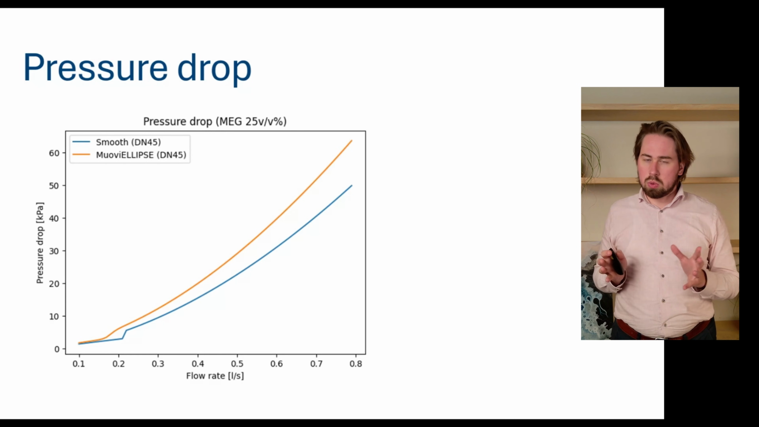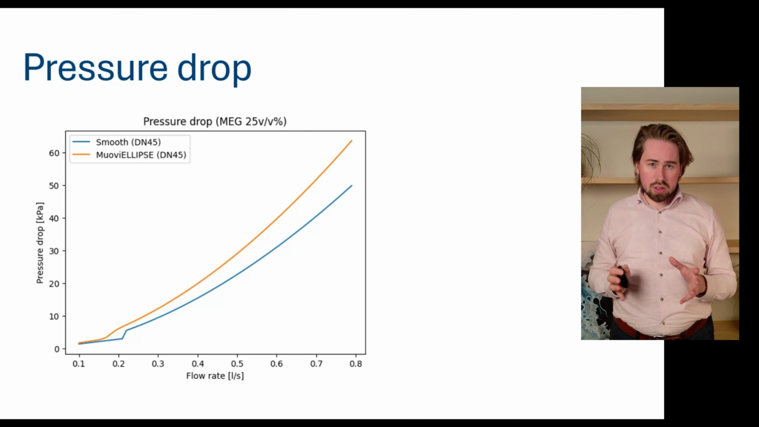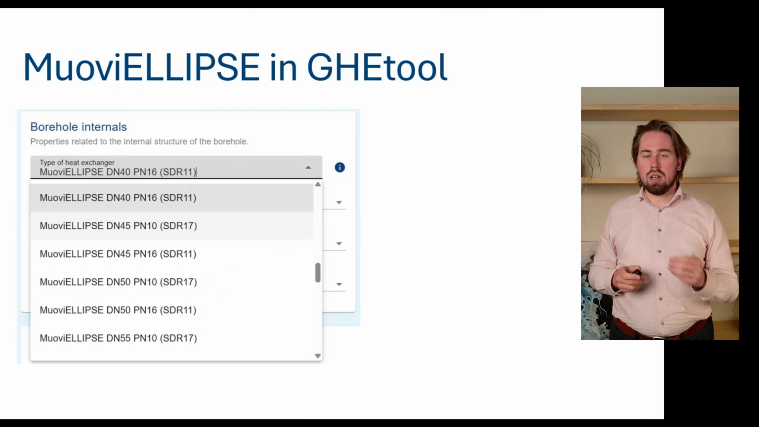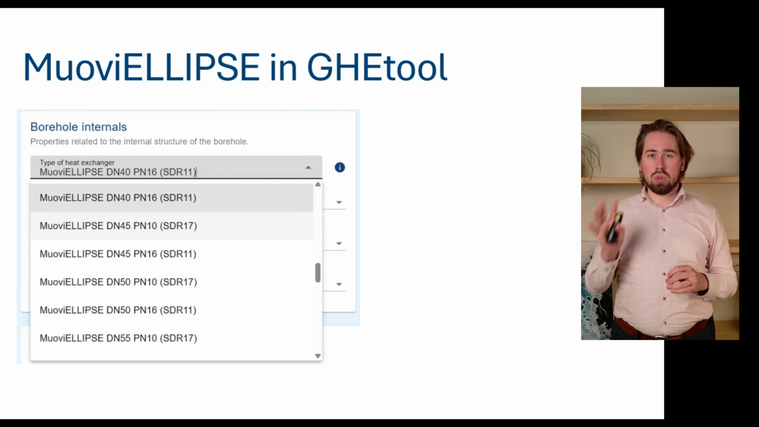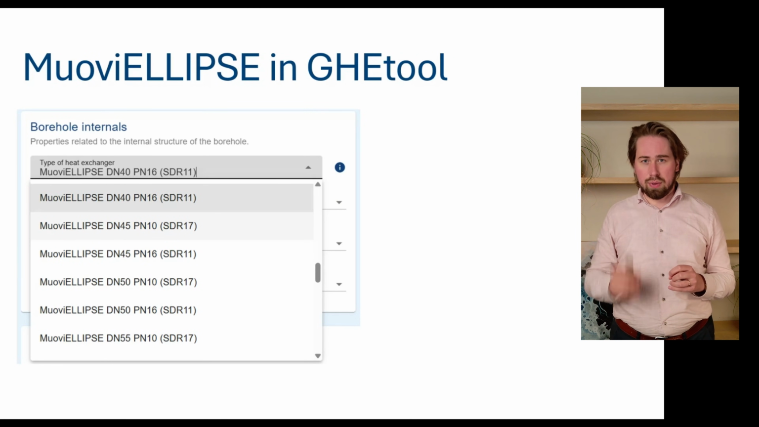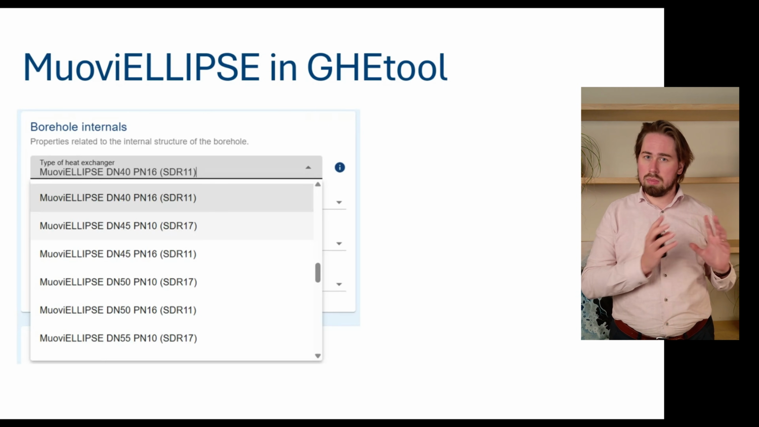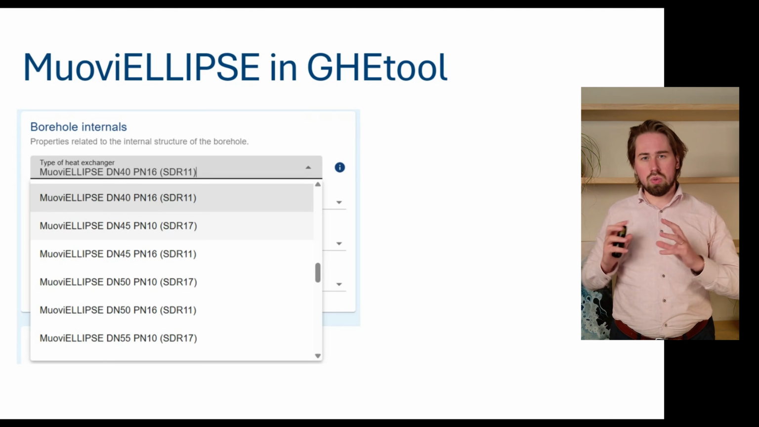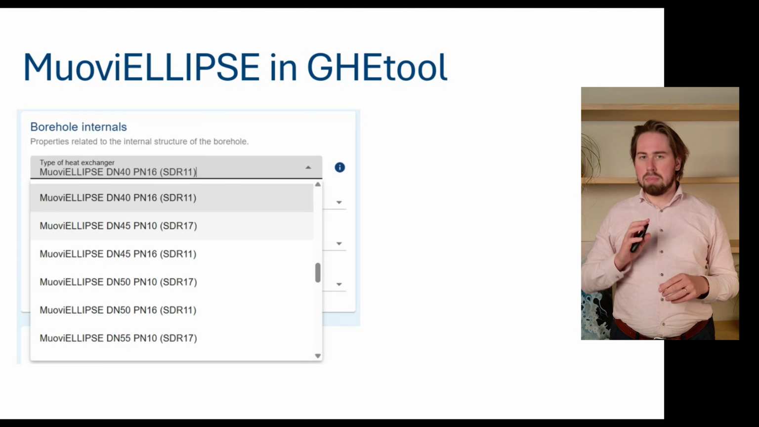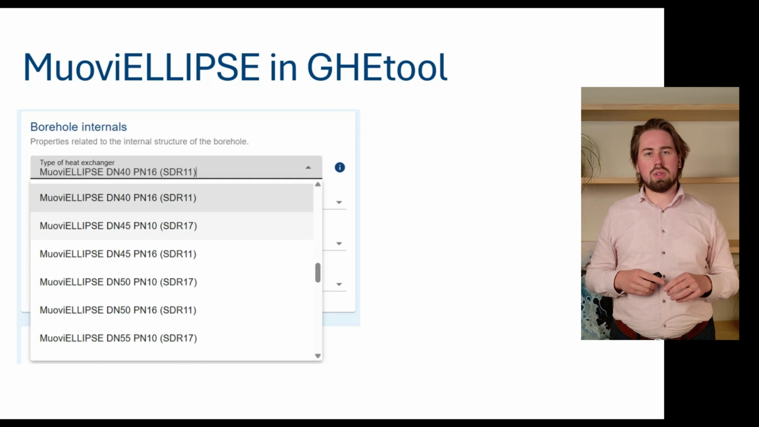Now, this was what I wanted to say about the models. As said, they are, as of today, available in GHEtool Cloud. If you go over to your borehole resistance tab, you can find them in a list ranging from DN32 to DN63. Please give it a go. I'm really curious to hear your thoughts on these probes.